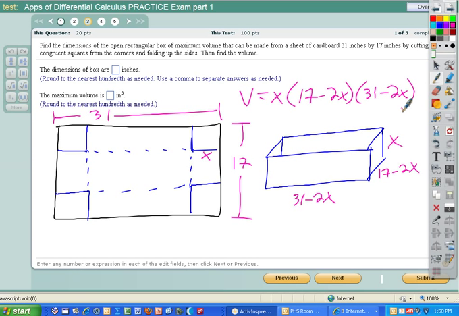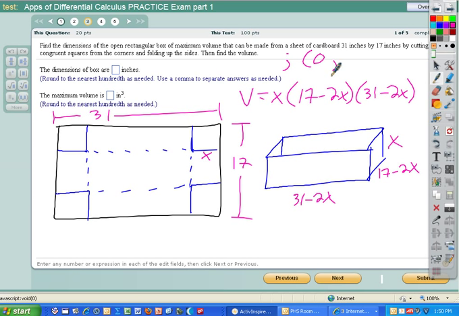Now, for our domain, here's the one thing we have to look at. What's the smallest that x could be? It can't be 0 practically, but 0 would be the lower limit. So our domain would be from 0 up to what? We can't go to 9. What's the biggest we could go to? 8.5.